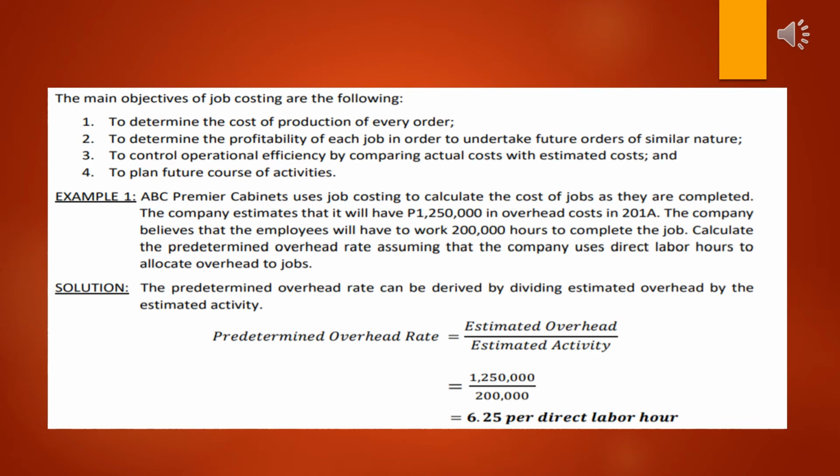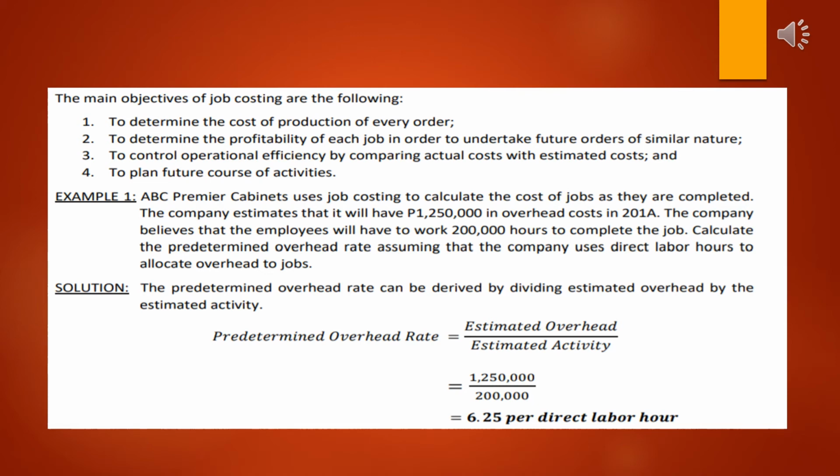So we have here an example. ABC Premier Cabinets uses job costing to calculate the cost of jobs as they are completed. The company estimates that it will have 1,250,000 in overhead costs in the beginning of the year. The company believes that the employees will work 200,000 hours to complete the job. Calculate the predetermined overhead rate, assuming that the company uses direct labor hours to allocate overhead to jobs.